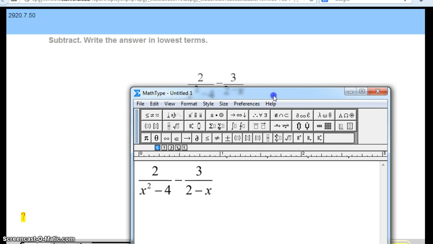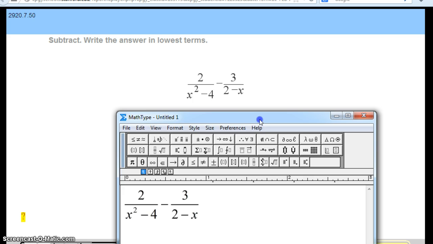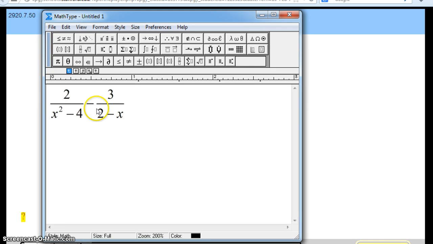So here's the problem. It says subtract and write the answer in lowest terms. That's the problem, right? Okay. So how do we find the common denominator? Well, we need to factor each term, and then we'll see which terms are missing other terms that we need to put together. So I'll show you. Let's factor each one. That's the first thing: factor the denominators.